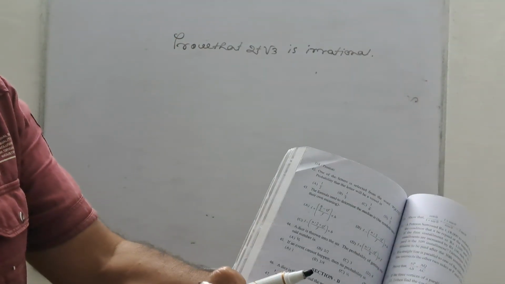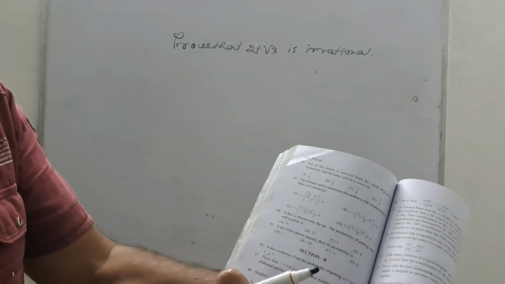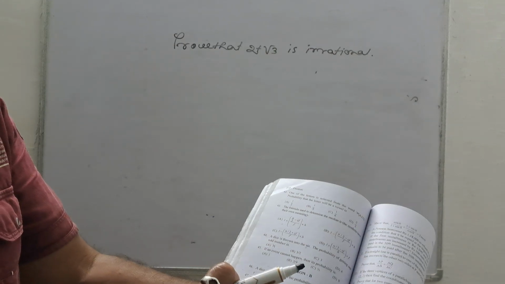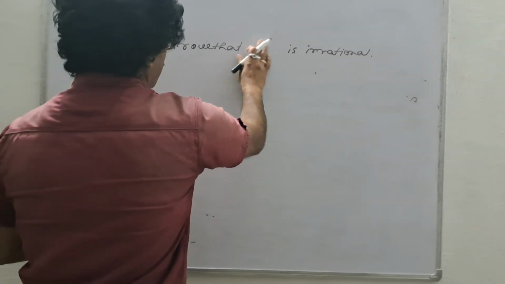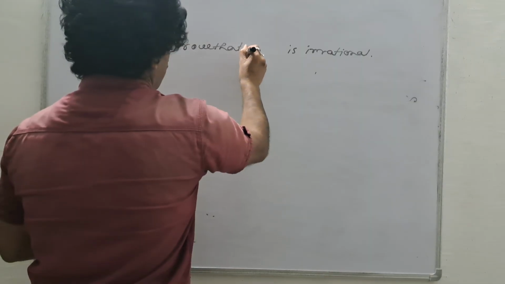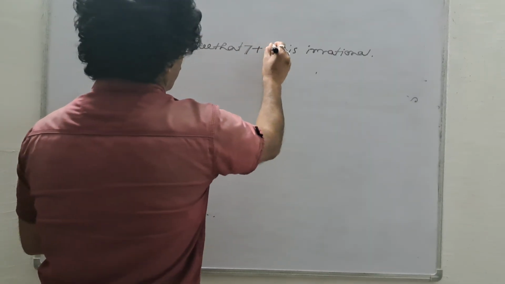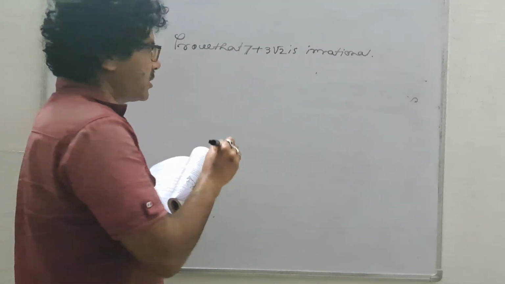Prove that 7 plus 3 root 2 is an irrational number. Given that root 2 is irrational, we know root 2 is irrational. So I have to prove that 7 plus 3 root 2 is irrational. So we will use the contradiction method here.